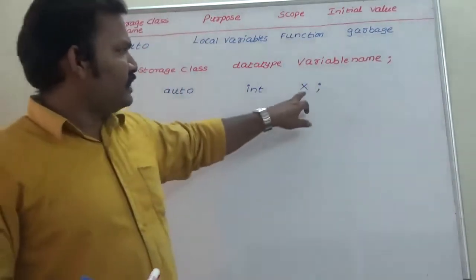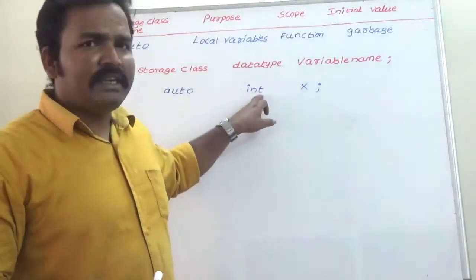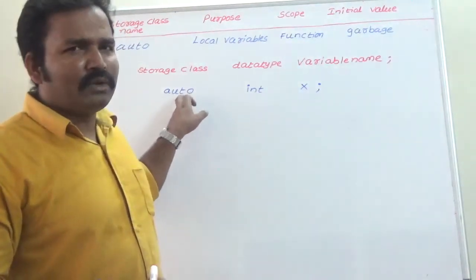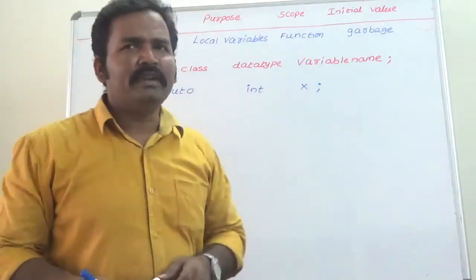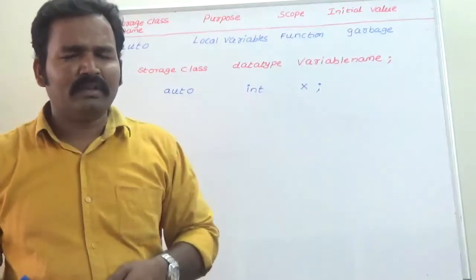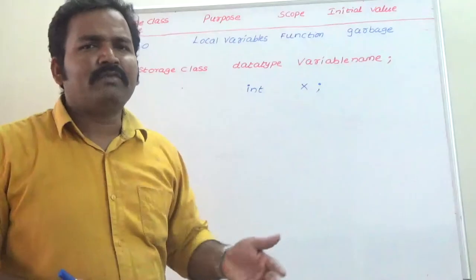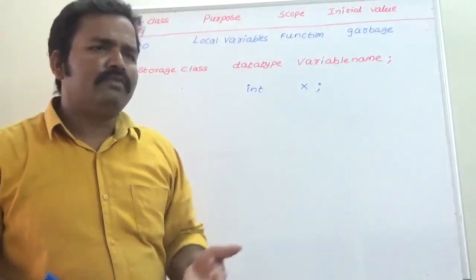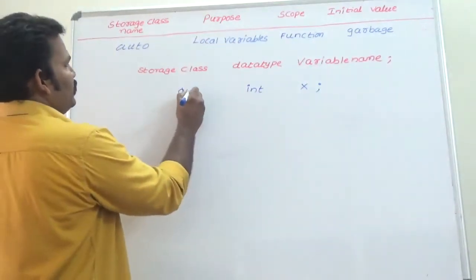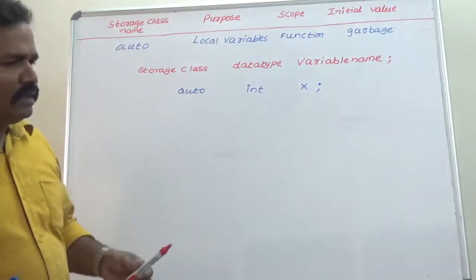So the x variable is declared as int data type, and here we used auto storage class. Now the x variable is an auto variable. But suppose you do not specify any storage class here, what is the default storage class? Auto only. Auto is the default storage class. So, clear, right?